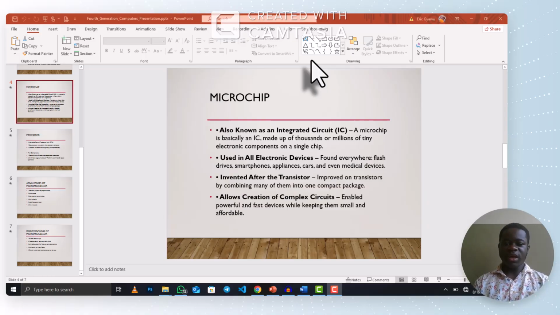One, they are known as integrated circuits. Also, they are used in all of the electronic devices that we are using currently. And also, it was invented after the transistor. And lastly, it allows creation of complex circuits. Thank you.